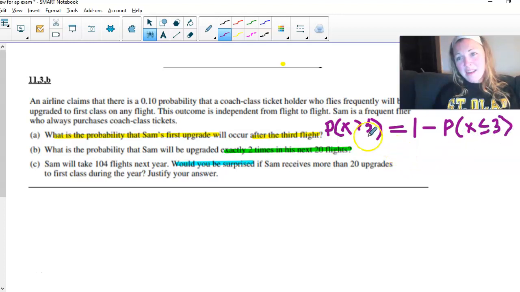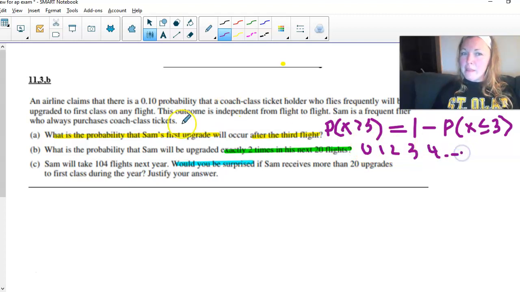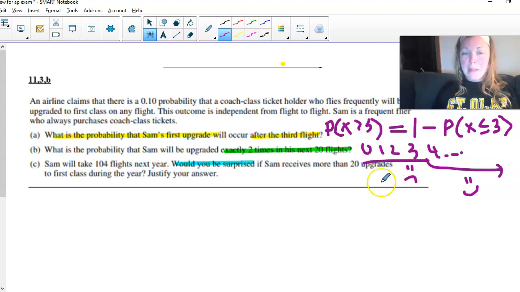How did I know that? I knew that because it's 0, 1, 2, 3, 4, dot, dot, dot. The probability that Sam's first upgrade will occur after the third flight, that's anywhere from here. That's what we want. Whenever you have an inequality that's greater than or greater than or equal to, you need to do 1 minus what you don't want, okay? Part B is talking about being upgraded exactly 2 times in the next 20 flights.